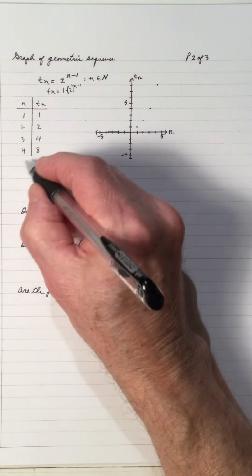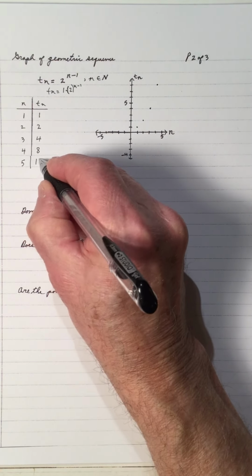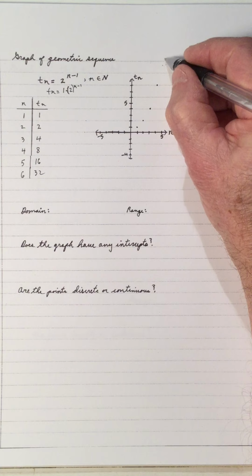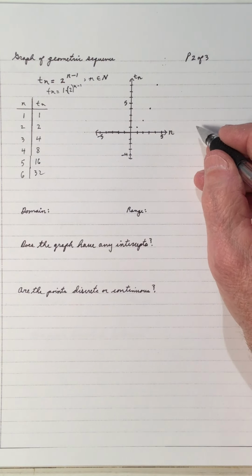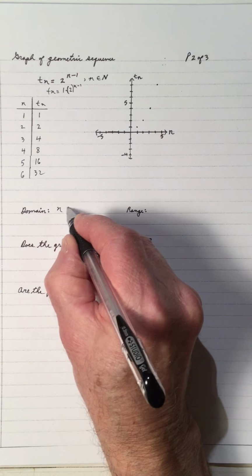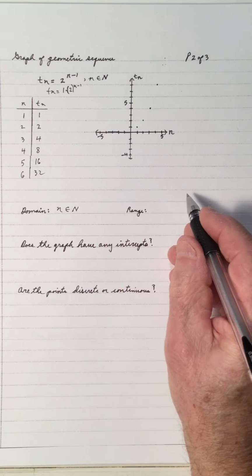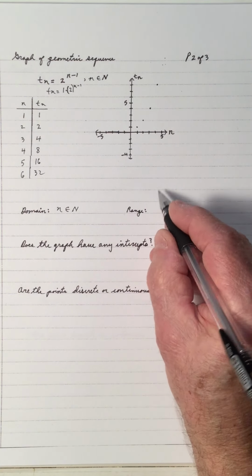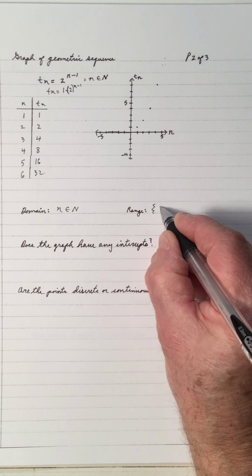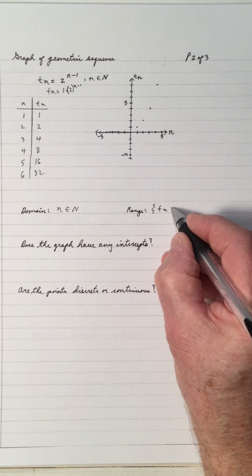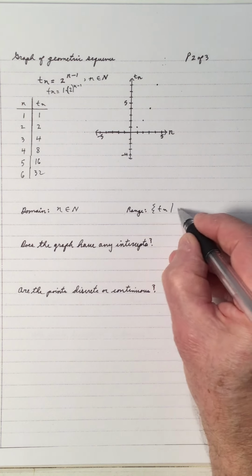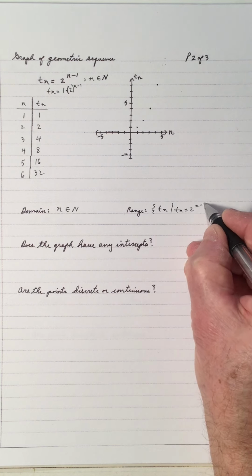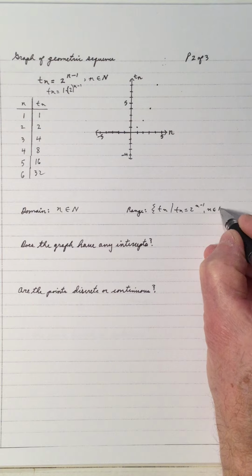Now this keeps on going because I can put a 5 in and double it and I get 16. I can put a 6 in and double it and get 32. But that just goes on up and up and up with dots. So your domain here is n belongs to the natural numbers. And your range, because this goes on and on and on, the only way you can do your range is the set of all Tn such that Tn is equal to 2 to the n minus 1, where n belongs to the natural numbers.